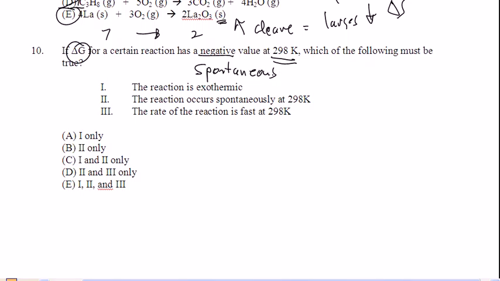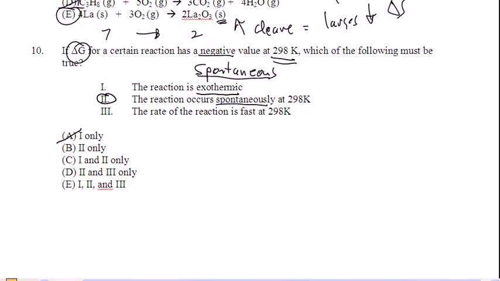We are going to look for spontaneity first. And that shows up in 2. So we know 2 has to be a choice, allowing us to get rid of choice A. Let's go through the other choices. The reaction is exothermic. Not always going to be exothermic.